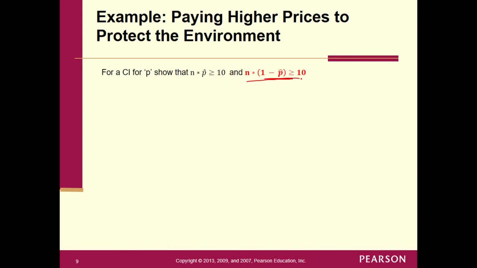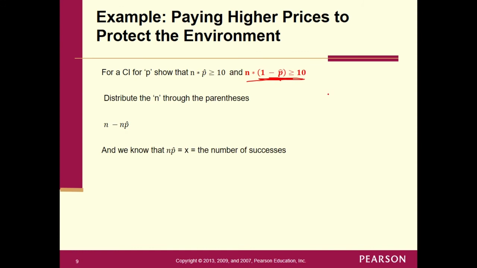Well, let's focus in on the second part right here. What we're going to do is distribute the n through the parentheses. So what you would end up with is n minus n times p hat. Well, what did we just find out that n times p hat was equal to? We know that that's equal to x, the number of successes. So we substitute x for n times p hat. And what are we left with? We're left with n minus x. Make sense? All right. So if we took our sample size minus the number of successes, what is n minus x then? That's the number of failures.